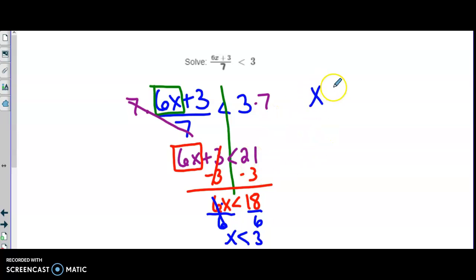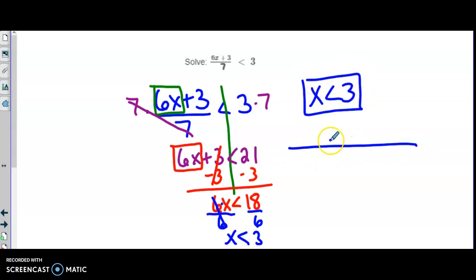So in this case, I would get x is less than 3. And if you needed to put that on a number line, 0, 1, 2, 3, it would be an open circle on 3 with all the numbers less than being shaded.